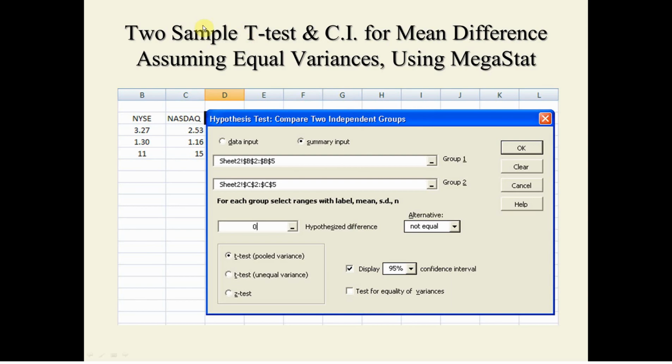The two-sample t-test and confidence interval for the mean in Megastat would look like this. Put our values in, and notice instead of giving the data, since we have the sample means and sample standard deviations, we just give it the summary inputs here. And the hypothesis would be the difference compared to independent groups. Hypothesis difference is 0, and we're saying the alternative is not equal, 95%. T-test pooled. Pooled meaning that the variances are about the same. We would use the other one if the variances were not the same. Variance meaning the standard deviation. And if we knew the standard deviations, we'd use the z-test.